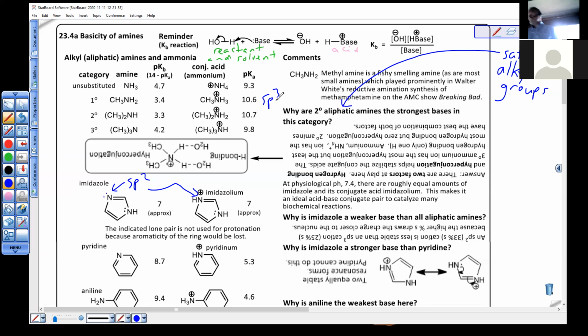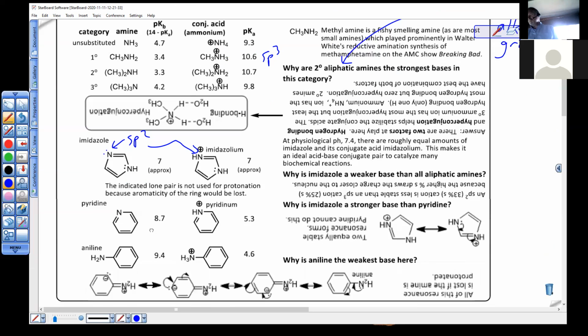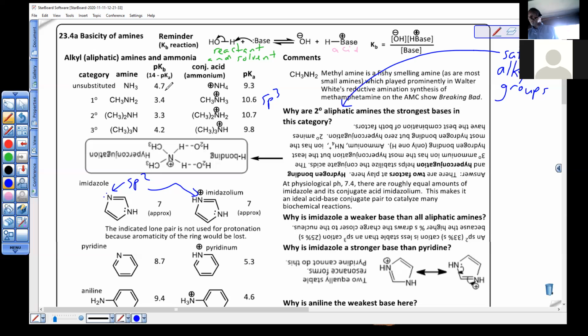Remember, the higher the percentage S, the more things are sucked close to the nucleus. So I don't like bringing a plus close to the nucleus ever. The nucleus has plus in it. There's plus repulsion if you bring it closer. So that's the main reason why all of the things below are nowhere near as good as the things above.